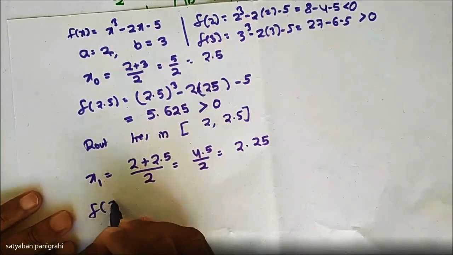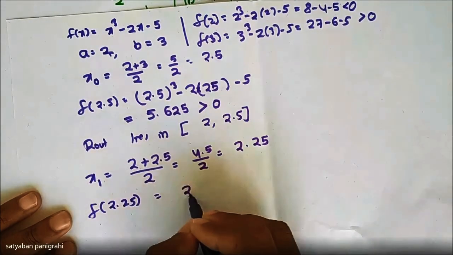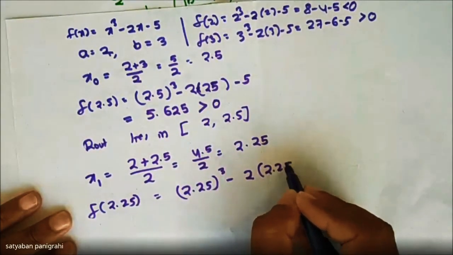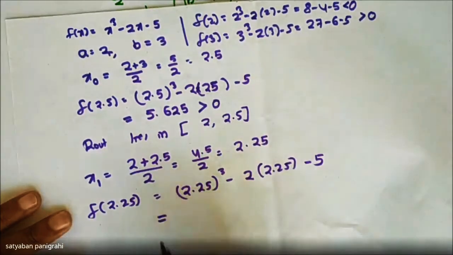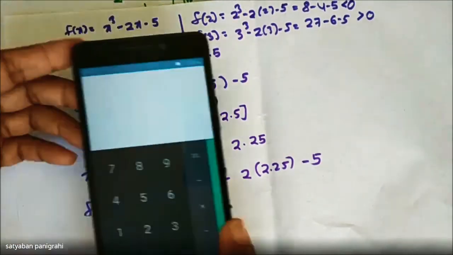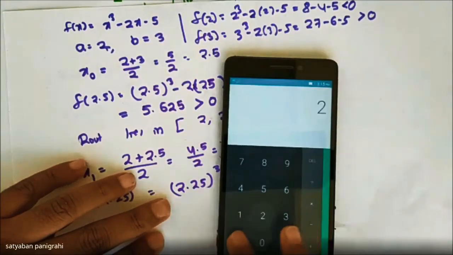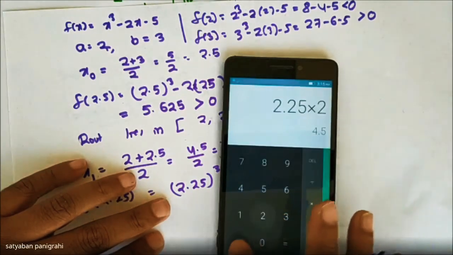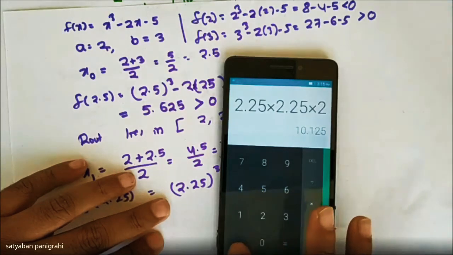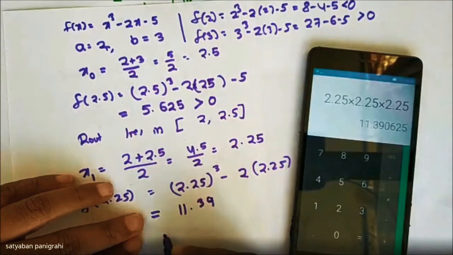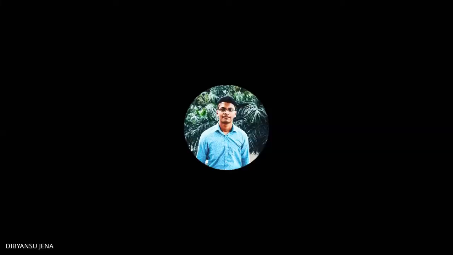Now compute f of 2.25, that is 2.25 whole cube minus 2 into 2.25 minus 5. I have to find 2.25 whole cube, 2.25 into 2.25. This value is 11.39? 1.39. Sure? Yes. 1.39.